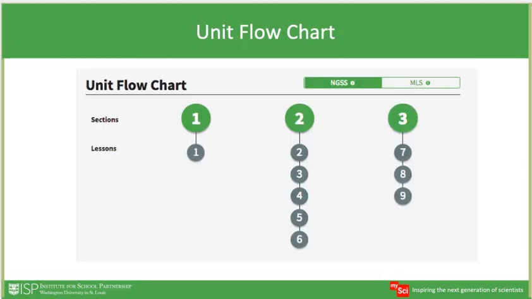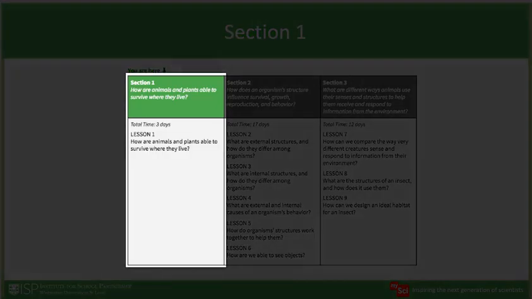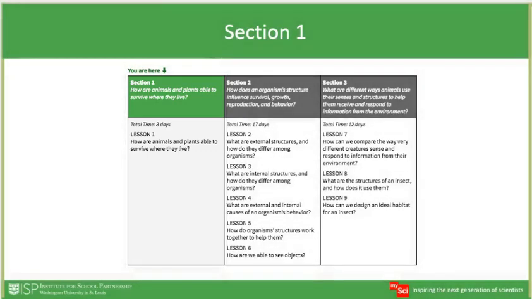Now that we have an idea about what students will study in this unit, take a look at the unit flowchart. This unit is divided into 3 sections, and there are 9 lessons total. Section 1 asks students to consider how animals and plants are able to survive where they live. This section will take about 3 days.